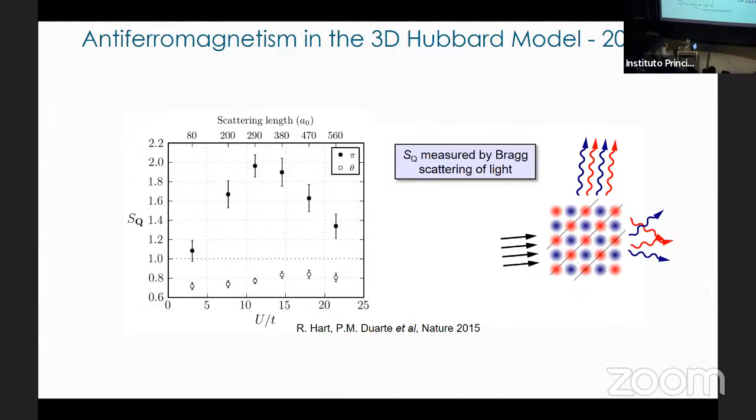So this was an experiment that was done in my lab with Russ Hart and Pedro Duarte. Pedro is from Colombia and a very gifted experimentalist, and they together did these experiments.